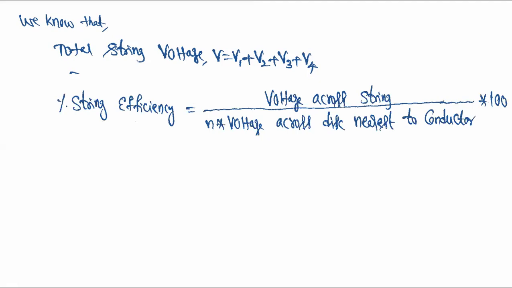Now here we want to find out the string efficiency. Already we have studied that string efficiency is defined as the ratio of the voltage across the whole string divided by the product of the number of disks into the voltage across the disk nearest to the conductor, into 100. Here, what is the voltage across the whole string? That is the string voltage or strip voltage, V, by N, that is the number of disks connected in series.